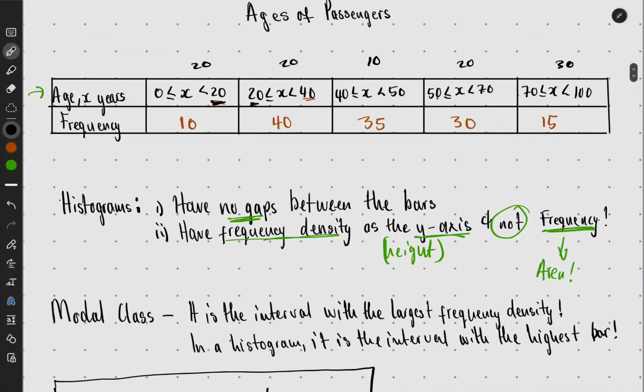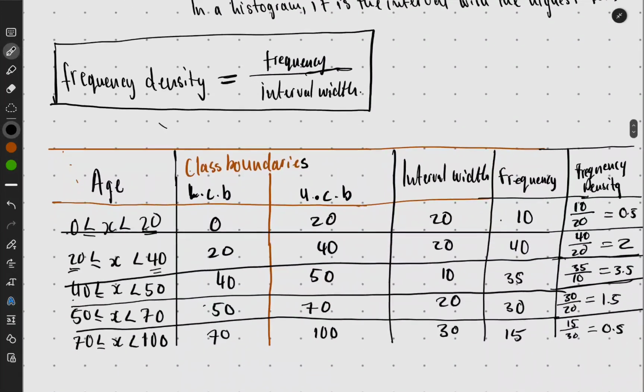So you should start with this table, and be able to make one with class boundaries. Then you remember, because it was age, then frequency, but now you put class boundaries. After age, you put the class boundaries, the interval width, then you put the frequency, then you can now find the frequency density. Okay, class boundaries and interval width. Don't forget that you need this too.